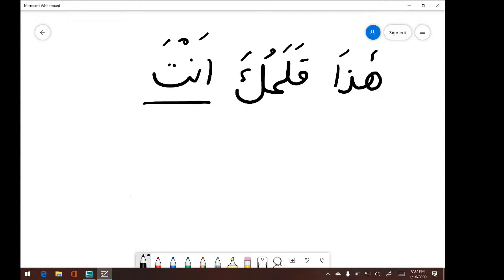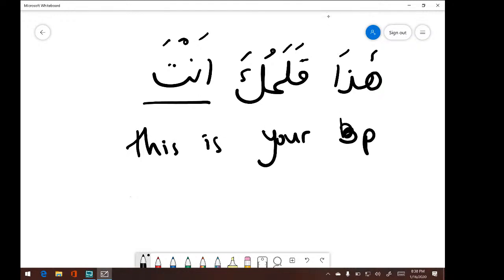That's why you cannot translate this in English, because it doesn't make sense in English. In English, it's kind of like jiddan, but anta doesn't mean emphasis. But when you add anta with ka, it becomes emphasis. So, هذا قلمك أنت, this is your pen. That's literally how you would translate it. There's no other way to put it.